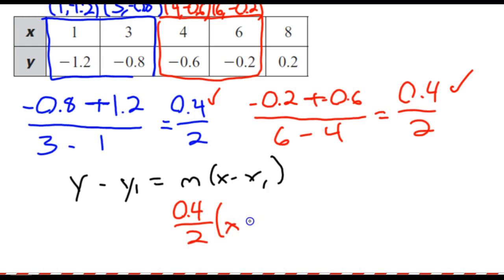We can then put our x in and our y in. We just need our x1 and our y1 now. Now that's easy. All we have to do is pick one of our points. So let's pick 1 and negative 1.2. So our x is 1, so this is our x1. And this would have to be our y1 then. So negative 1.2. I can make that a plus, and here's our equation.